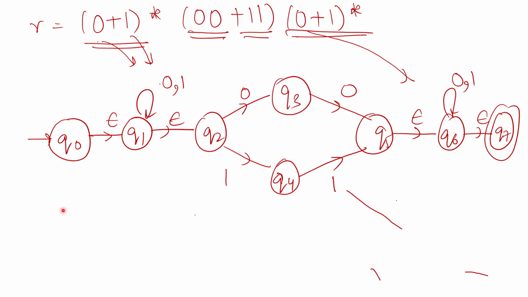Let's see how this is the answer. Suppose I have 00. Automatically here, 00, it reaches the final state. 11, so it reaches here, 11, and reaches the final state. 1001: 1, 00, 1, and to the final state. So this will be the final answer.